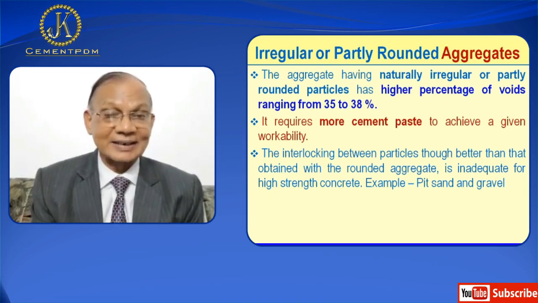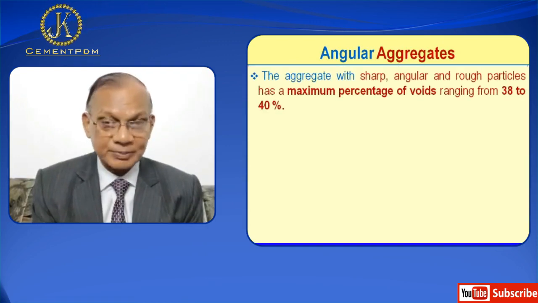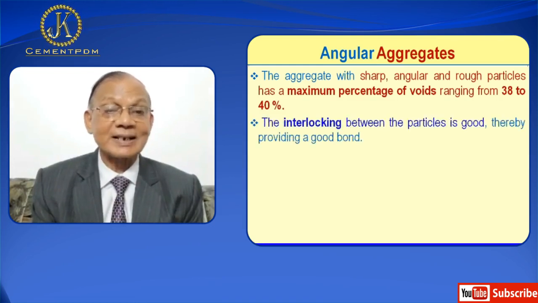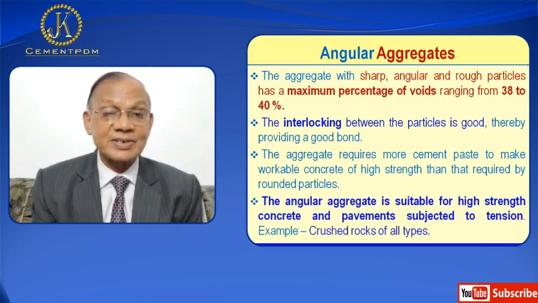Now, angular aggregate. The aggregate with sharp, angular, and rough particles has a maximum percentage of voids ranging from 38 to 40%. The interlocking between the particles is good, thereby providing a good bond. The aggregate requires more cement paste to make workable concrete of high strength than that required by rounded aggregates. The angular aggregate is suitable for high strength concrete and pavements subjected to tension. Example: crushed rocks of all types.